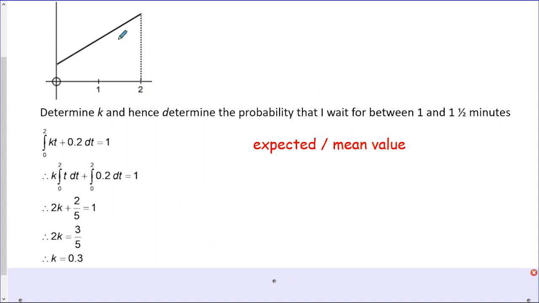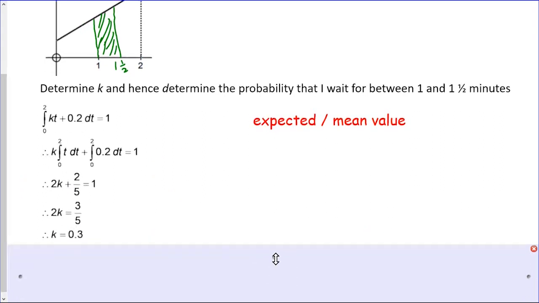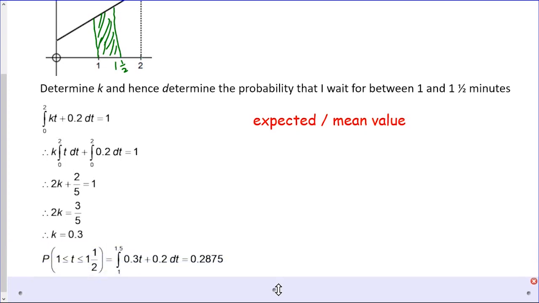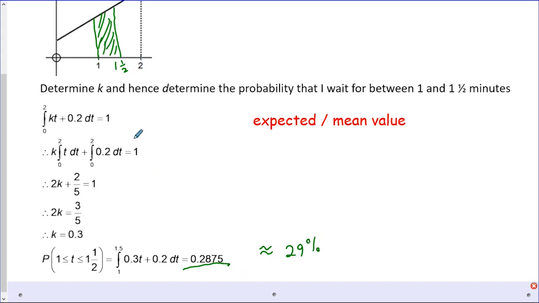So the total area under here is 1. What's the probability that I wait for between 1 and 1.5 minutes? Well, I'm now interested in that area, and that area will be a decimal between 0 and 1, and it will be that probability. So now I simply integrate, putting in the value for k that I've now got. I integrate my function from 1 to 1.5, and I get 0.2875, or approximately 29%. Now that's the probability in that case.